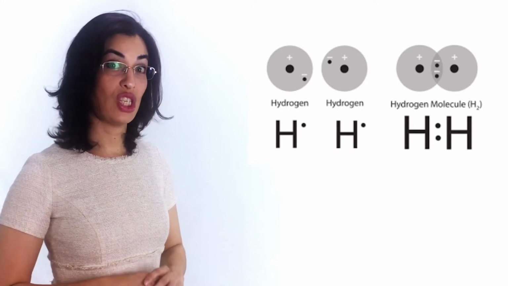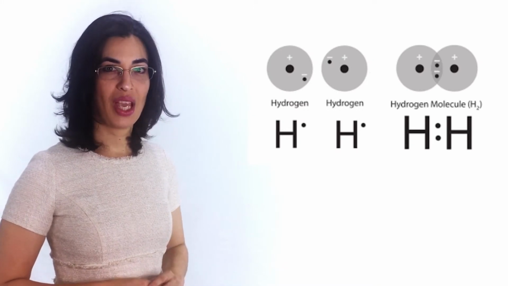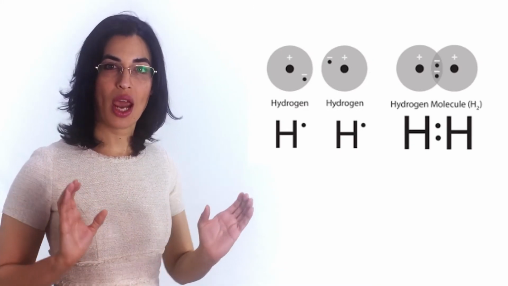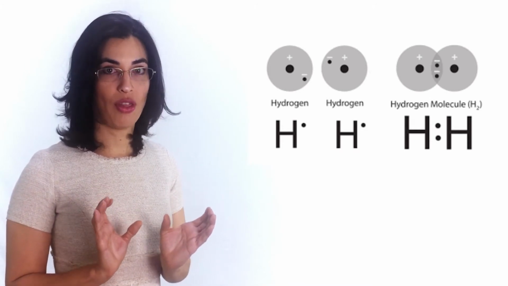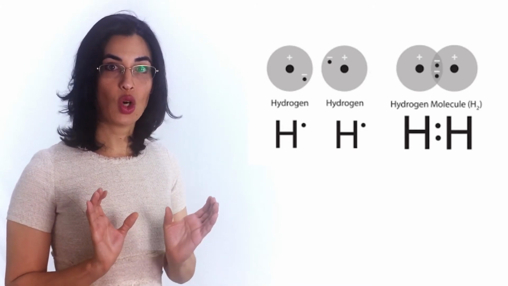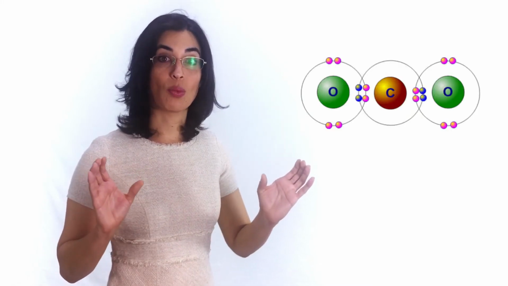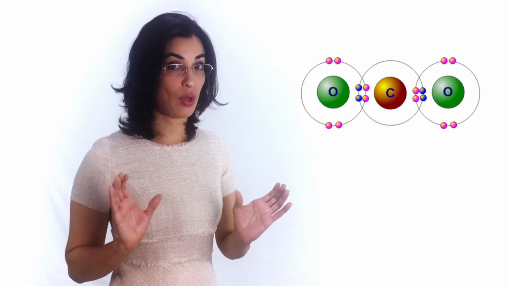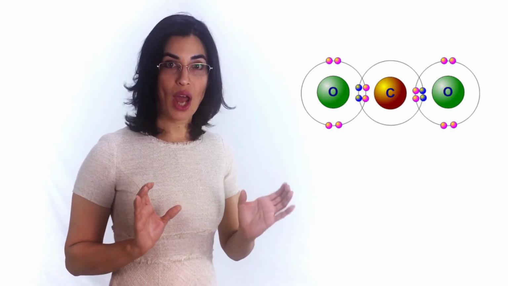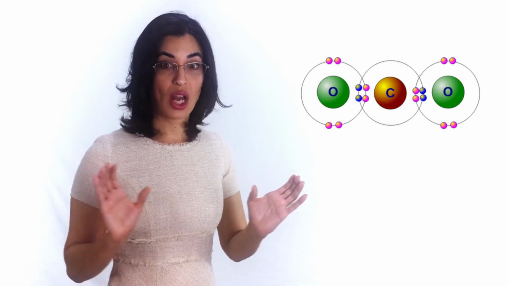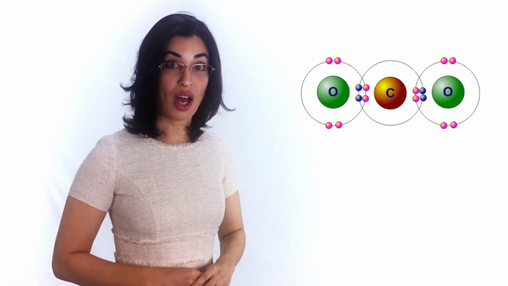In a single covalent bond, one pair of electrons is shared between 2 atoms. Each hydrogen atom shares one valence electron with the other, and they form a single covalent bond. In a double covalent bond, 2 pairs of electrons are shared between 2 atoms. One oxygen atom and the carbon atom each share 2 valence electrons with the other. When one carbon atom bonds with 2 oxygen atoms, 2 double bonds are formed.